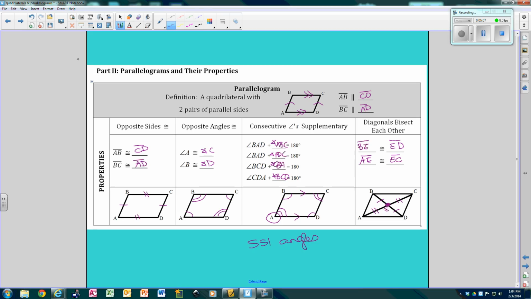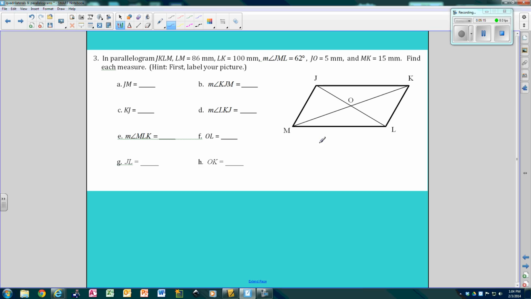Okay, so those are your properties. Star this, because it's so important that you know these. All right, so now we're going to take what we know with this picture and answer all these questions based on this given information.